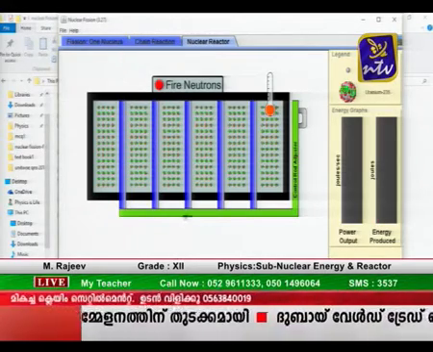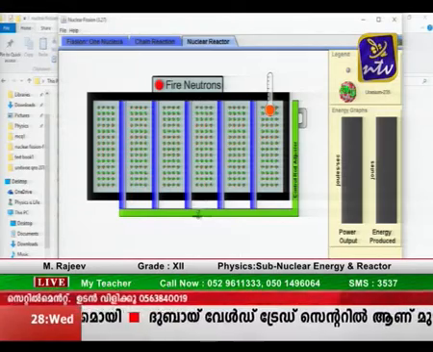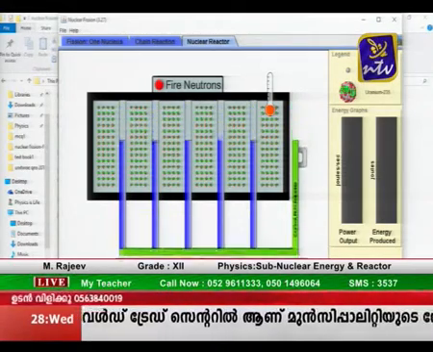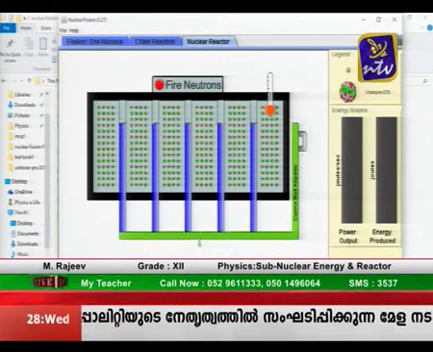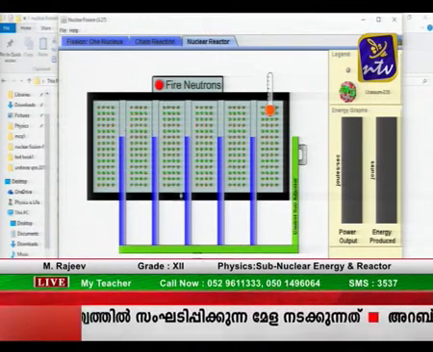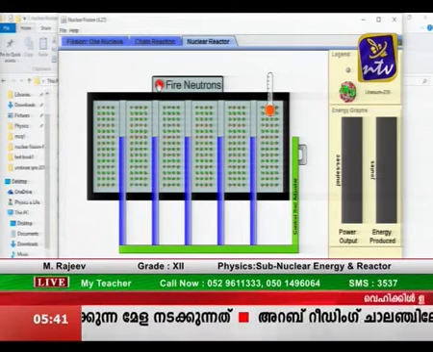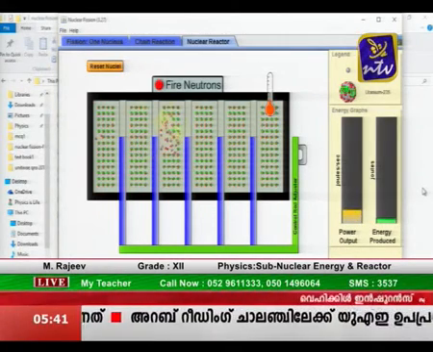Further, these rods are called control rods. Okay, so I am pulling the control rods out. I hope you have seen this. The control rod is pulled out, partially. Then again I am firing the neutrons. Just observe what is happening.